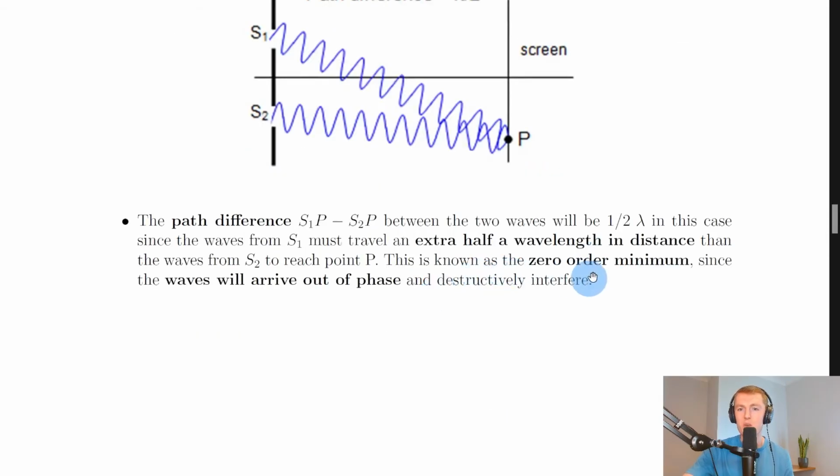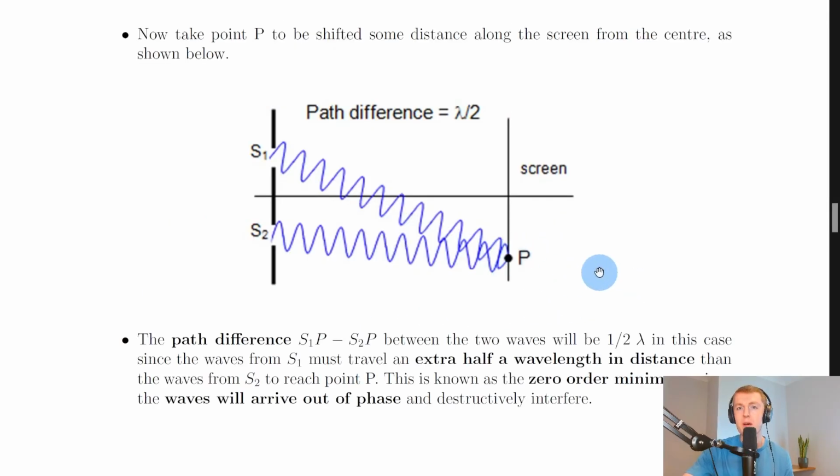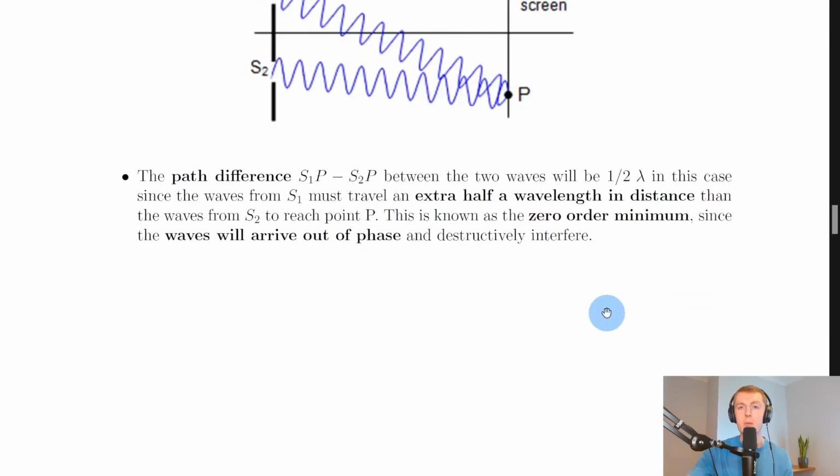It says this is known as the zero order minimum, since the waves will arrive out of phase and destructively interfere. And this zero order minimum is the first minimum that will occur either side of the central maximum or zero order maximum. So you'll not just get this zero order minimum at this side, you would get it appearing on this other side as well. Now I'll just show you a quick simulation to help you visualise this.